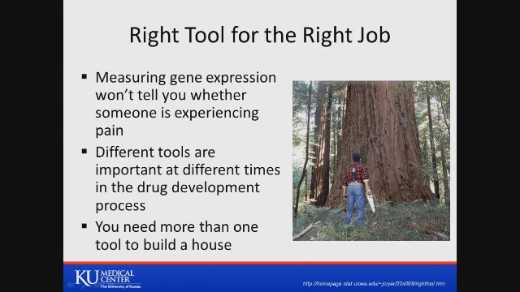So the right tool for the right job. We'd like our outcome measures to measure some aspect of a disease that we're interested in following. For example, measuring gene expression's not really going to tell us a lot about whether someone's experiencing pain. We need different tools that will be important at different times in the drug development process. So we're really not talking about one outcome measure that's going to be the be-all and end-all for FSHD. We're really talking about a whole set of different outcome measures that will have their role at different points in the drug development process.